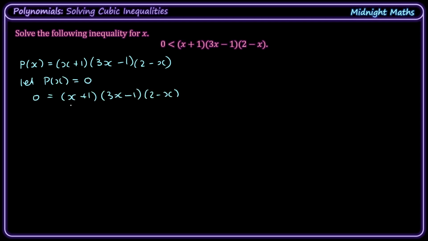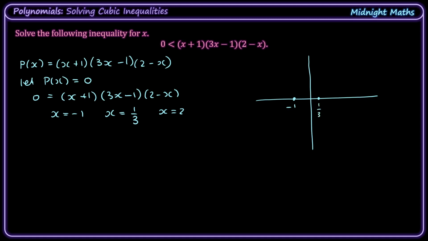Now, equating each of these brackets to 0, we end up with x is equal to minus 1. This one, we end up with x is equal to 1/3. And this one is just x is equal to 2. These are our x-intercepts, so let's go ahead and try to draw them on some axes. We have a minus 1 here. We have a 1/3, which is very close to the 0, and we have 2, which might be over here.